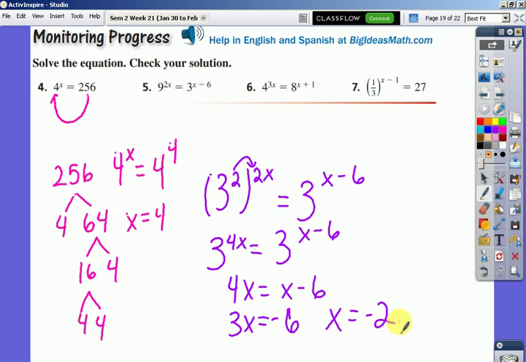Next one. We ask ourselves, can we express 8 in terms of base 4? No. We have 4 to the first, which is 4, 4 squared, which is 16, 4 cubed, which is 64. So that's not going to work, right? So I'm going to have to change both of my bases. To what base? 2. Right, exactly. To base 2.